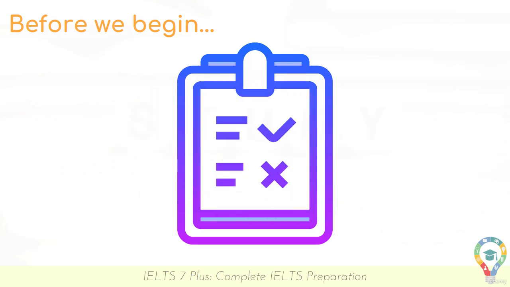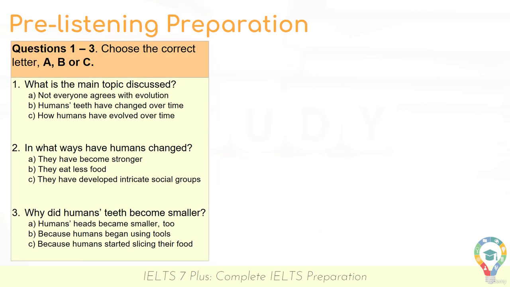Let's take a look at our example question. Questions 1 to 3, choose the correct letter A, B, or C. Now I'm going to circle some key words in the 3 questions here. Question number 1. What is the main topic discussed? I'm going to circle main topic as that means I can focus my attention on the overall topic and context of the audio. In the options for question 1, I can see evolution and evolved mentioned once each. I'm starting to think that the audio might be around the topic of evolution.